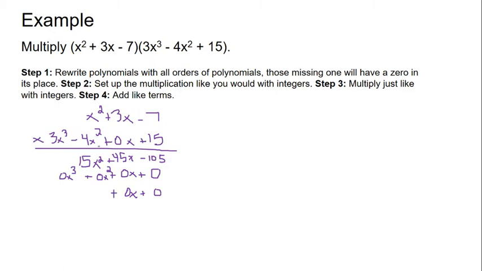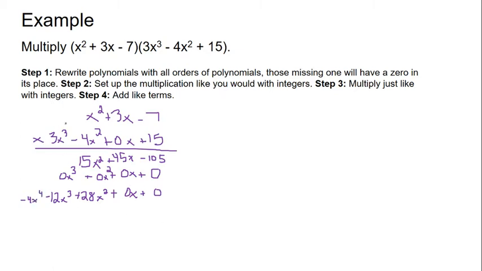So now we're going to take negative 4x squared times negative 7. So negative 4 times negative 7 is a positive 28x squared. Negative 4x squared times a positive 3x, so we get negative 12x cubed. And then our negative 4x squared times x squared, so we get just a negative 4x to the fourth. And then our very last term here.